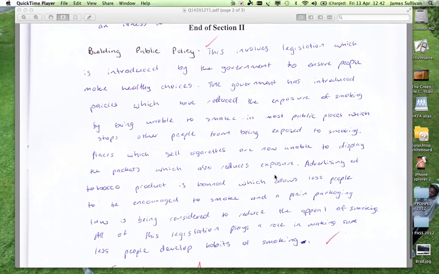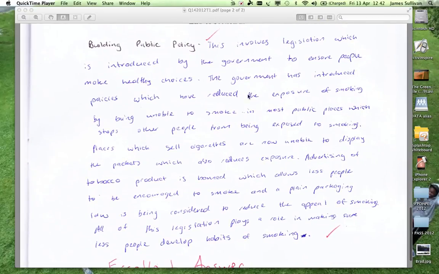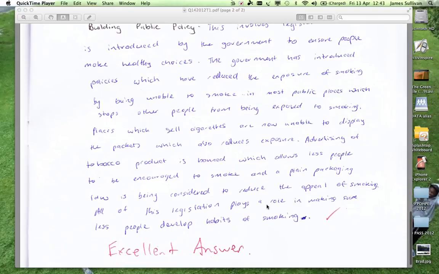And lastly, building healthy public policy. Again, a definition here, examples, and also the relationship between the example and the impact in that particular area of health.